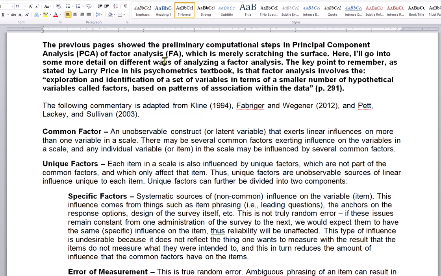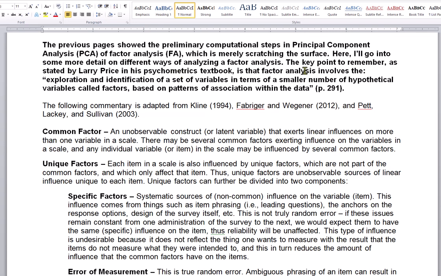The previous pages show the preliminary computational steps in principal component analysis, just computing the factor loadings of the variables onto the first factor that was identified. And that's just scratching the surface. There's a lot more to go into in factor analysis. It's a deep topic because there's so many different versions of factor analysis. It gets pretty confusing to a lot of people who practice factor analysis.